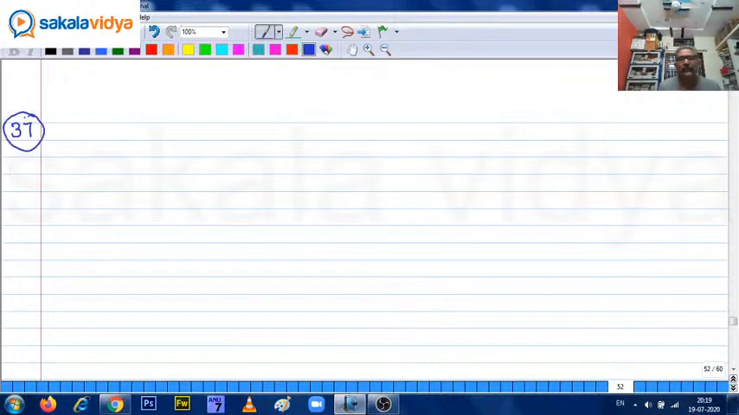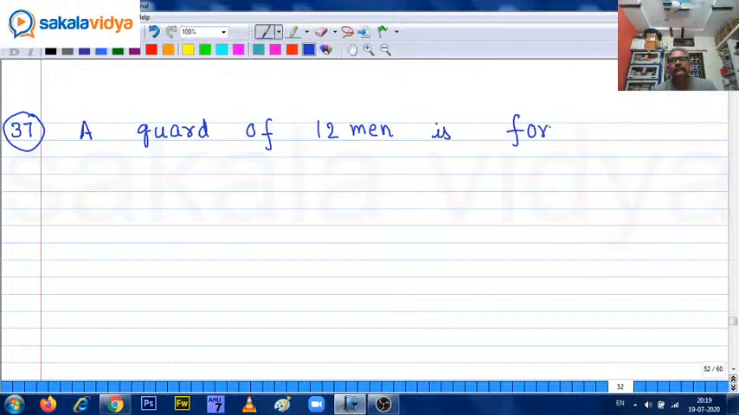Question number 37. A guard of 12 men is formed from a group of n soldiers.